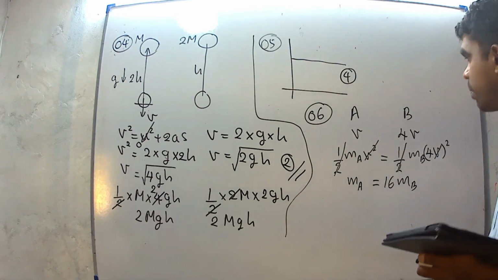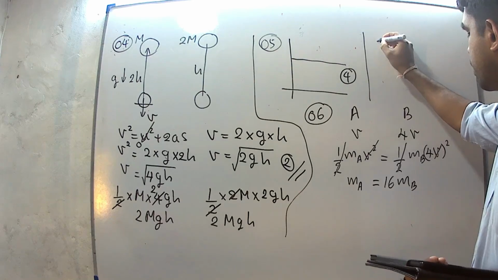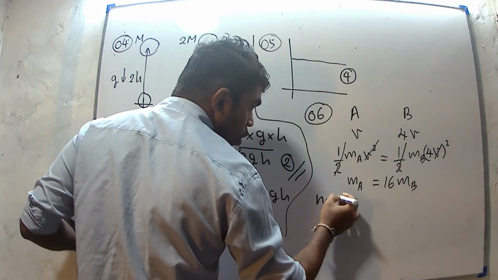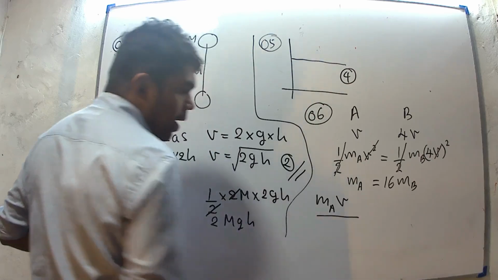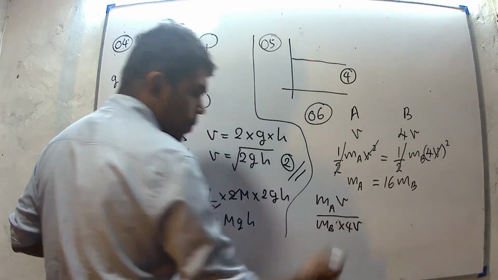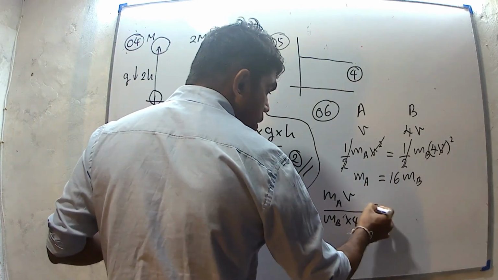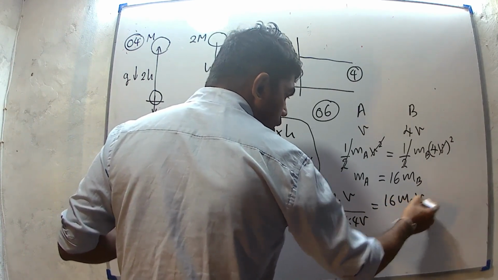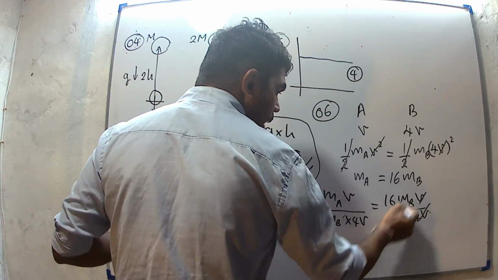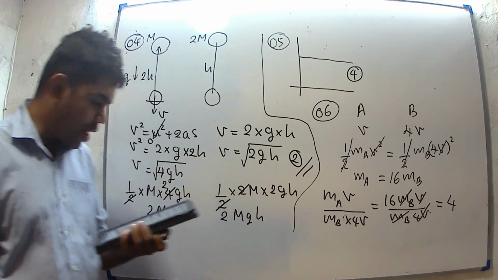Now we have to find the ratio between the momentum of A and the momentum of B. We can write momentum of A, mass of A, m_A, velocity V, divided by mass of B, m_B, velocity 4V. Then we can substitute m_A as 16 m_B. Then 16 m_B V divided by m_B 4V. Now we can cancel out V and V, m_B and m_B. 16 divided by 4 is 4. Then the ratio is 4. Answer is 3 for question number 6.